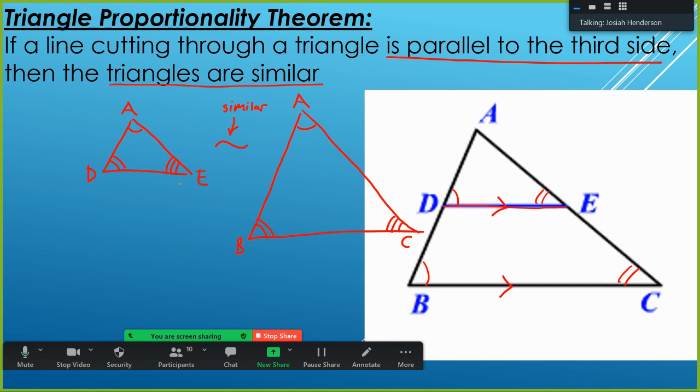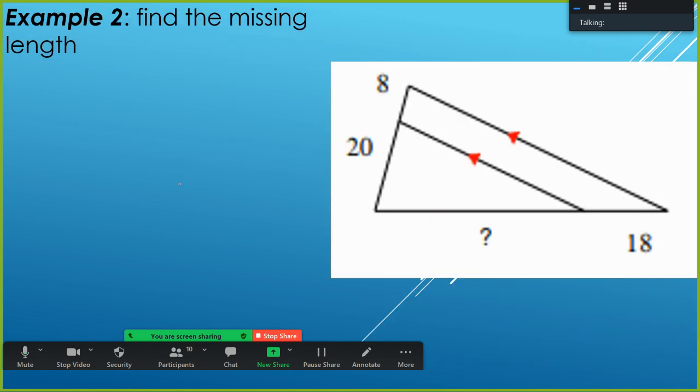Let's look at a question. Find the missing length. Okay, these two triangles aren't labeled with their vertices, but we see that this is labeled as being 20 units long. That's this stretch right there. And this is 8 right here. This stretch is 18. And then we're supposed to find this unknown one right here.